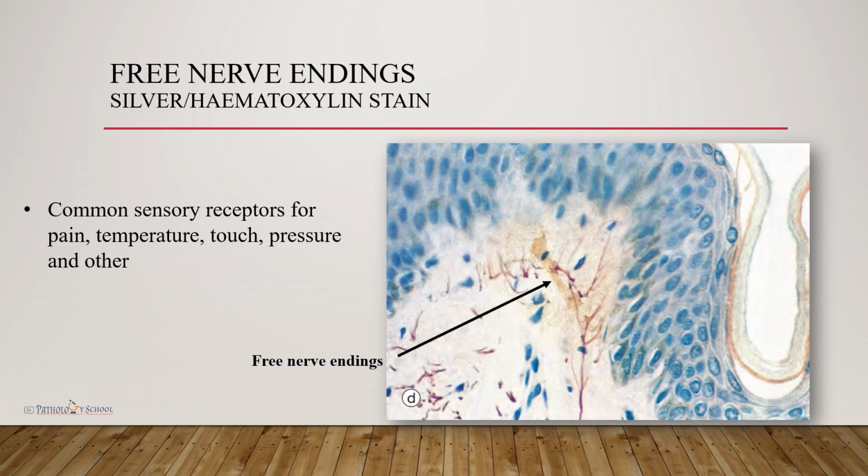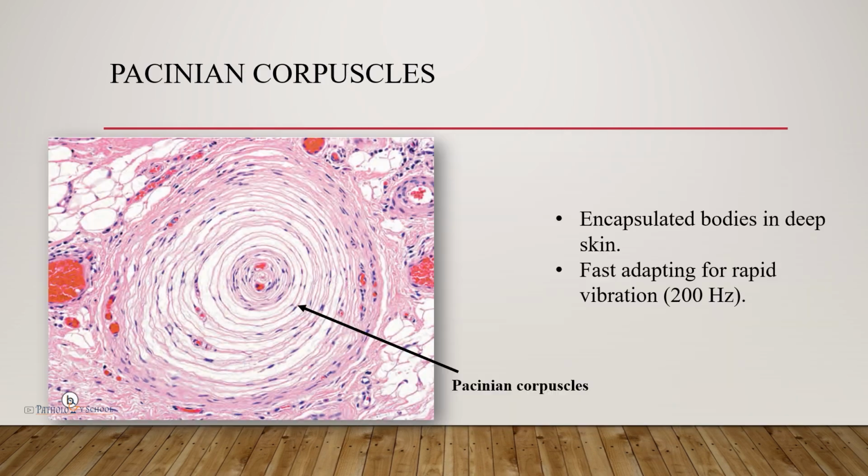Now the free nerve endings. In this diagram we can clearly appreciate the free nerve endings, which are the common sensory receptor for touch, pain, pressure and others. This is the Pacinian corpuscle. This is an encapsulated body in the deep skin which is fast adapting for rapid vibrations.